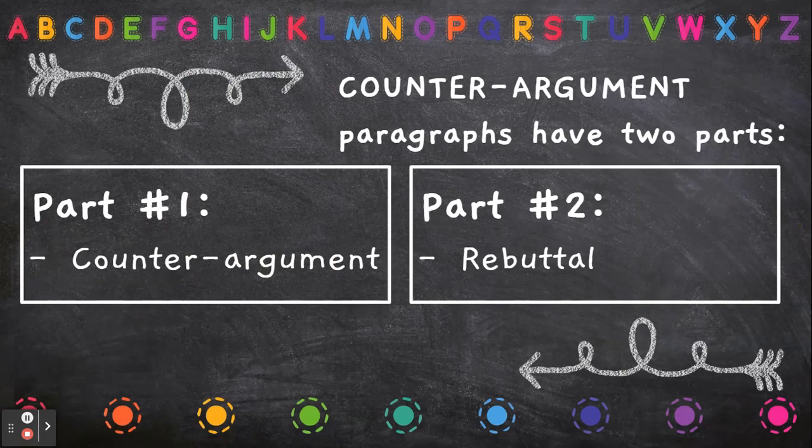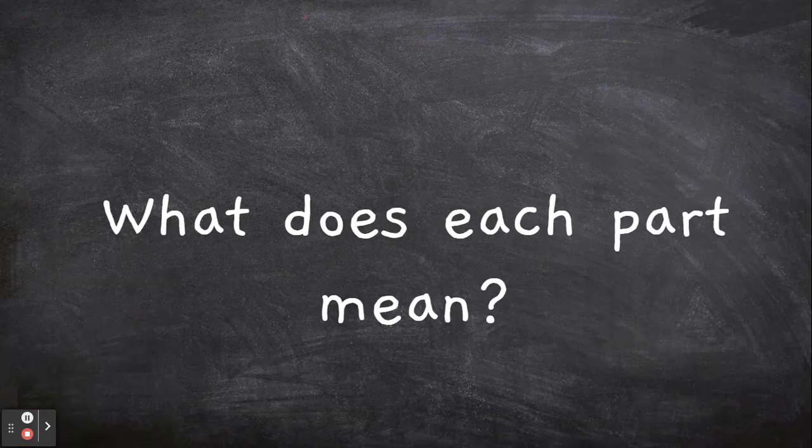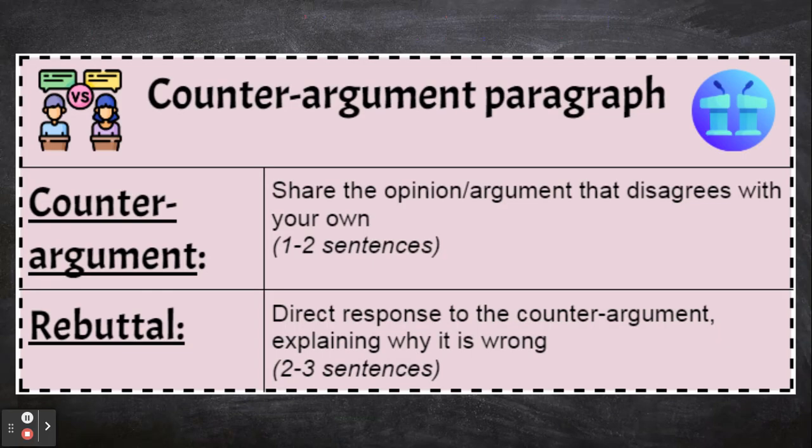There are two parts. The first part is the counter-argument, and the second part is the rebuttal. What does each part mean? The counter-argument is where you share the opinion or argument that disagrees with your own. That should be 1 to 2 sentences. The second part is the rebuttal. Here's where you respond to the counter-argument and explain why it's wrong. This should be 2 to 3 sentences.